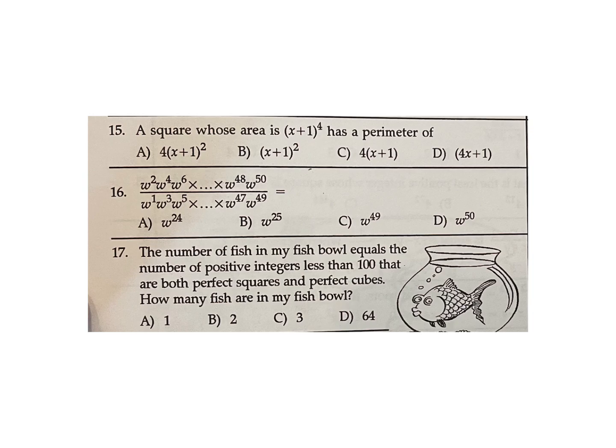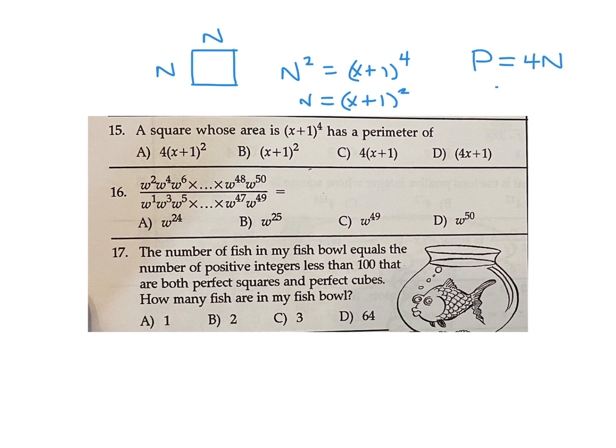A square whose area is x plus 1 to the power of 4 has a perimeter of. So we have a square, and we have the sides, and n squared would be x plus 1 to the power of 4. So that means n is x plus 1 squared. The perimeter is equal to 4n, and therefore that would be 4 times x plus 1 to the power of 2. So that looks to me like 15 is A.